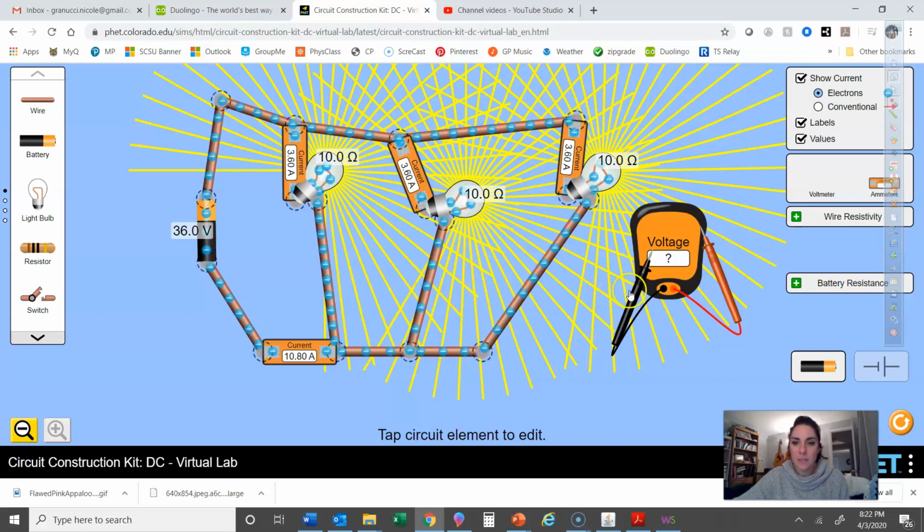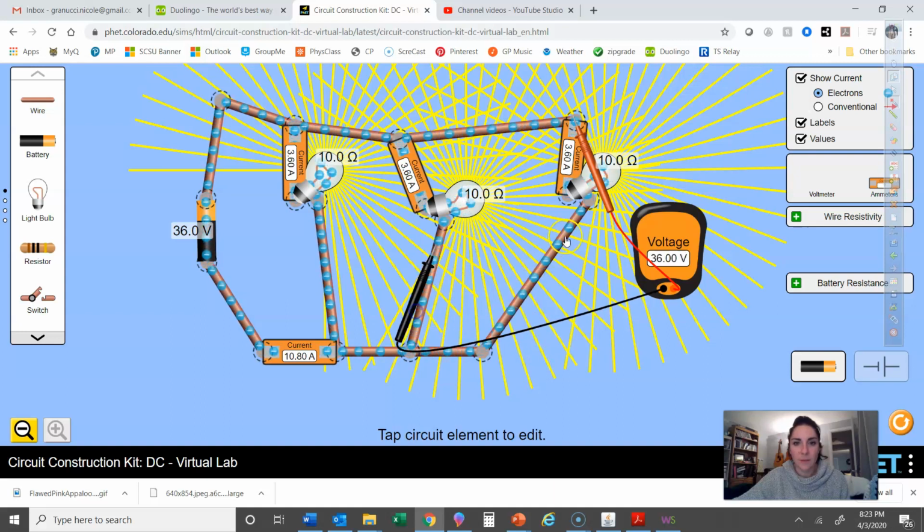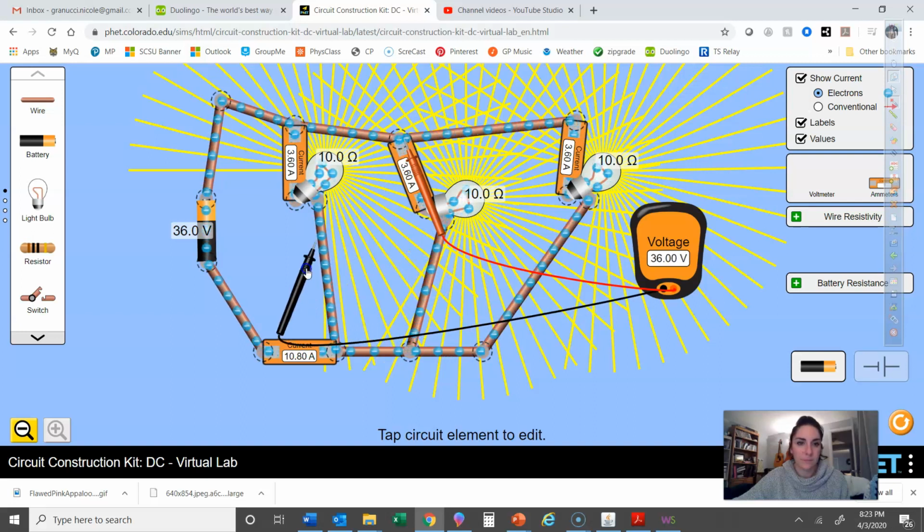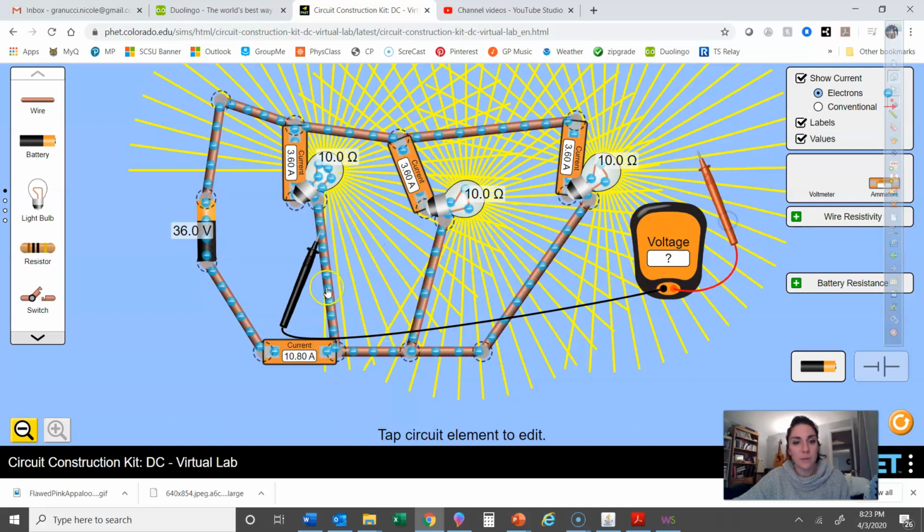Okay, and then like I said, let's take a look at the voltage. So the voltage for each. So I have 36 volts here, 36 here, and 36 here. There we go. So the voltage stays the same. The current in the branch is split. And in this case, you can visibly see the current being different, being fastest through the battery, and then slows down as it goes through the circuit. And I hope that makes sense.